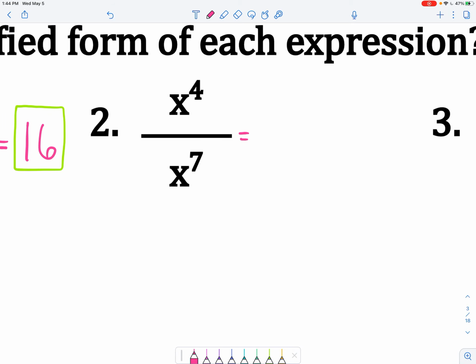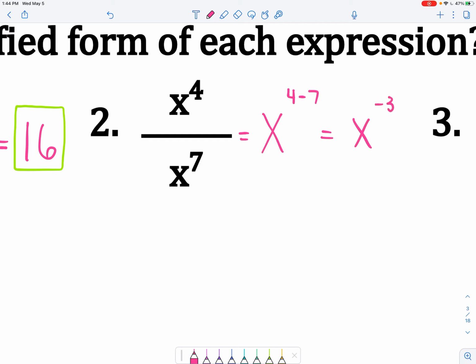Okay, let's take a look at number 2. I have x to the power 4 divided by x to the power 7. I can leave that base as x, treating it as if it's in a numerator position now, and take the top exponent of 4 and subtract the bottom. That's going to give me x to the negative 3.